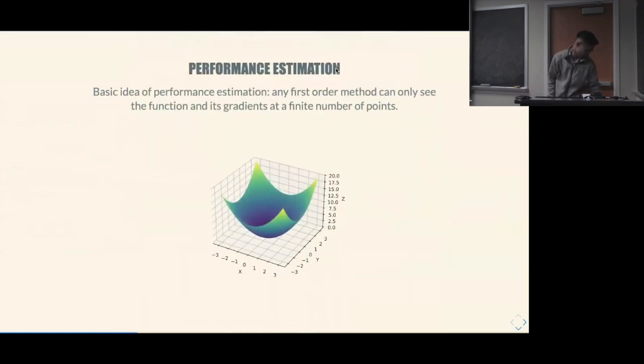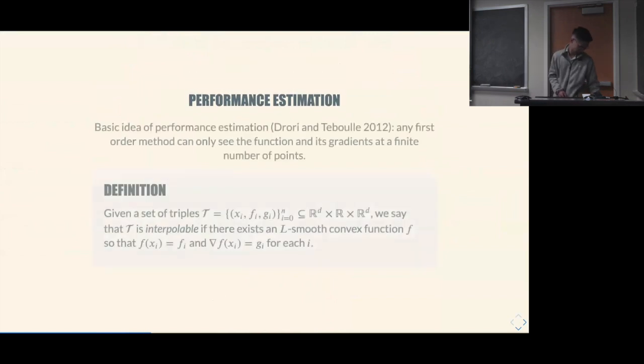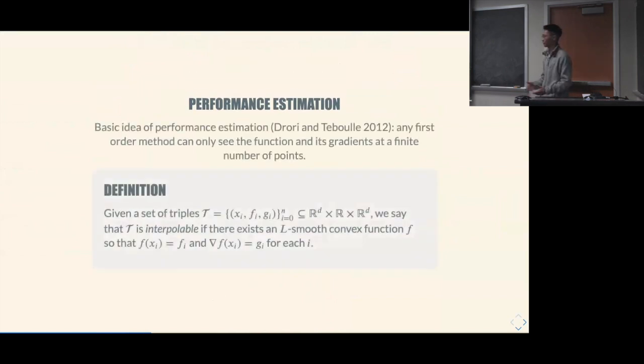Okay, so the basic idea of performance estimation is that when you look at these kinds of functions in computer science, you don't really get a whole function, a whole surface of values. You really only get to see its values and its gradients at a fixed number of points. And you can ask the following question: if you hand me a set of triples, where D is the dimension of the inputs to my function, a set of triples which represent query points, function values, and gradients.